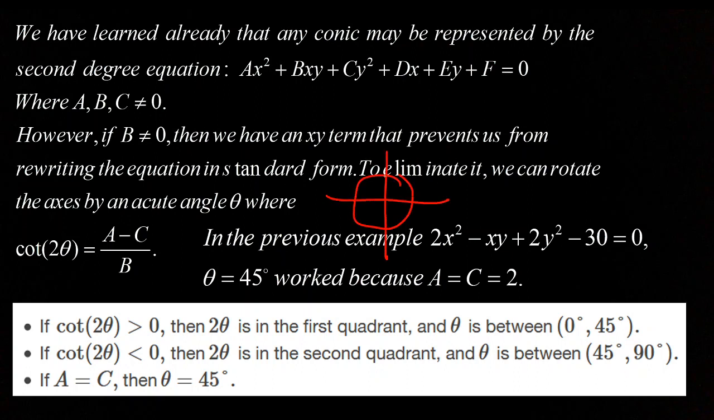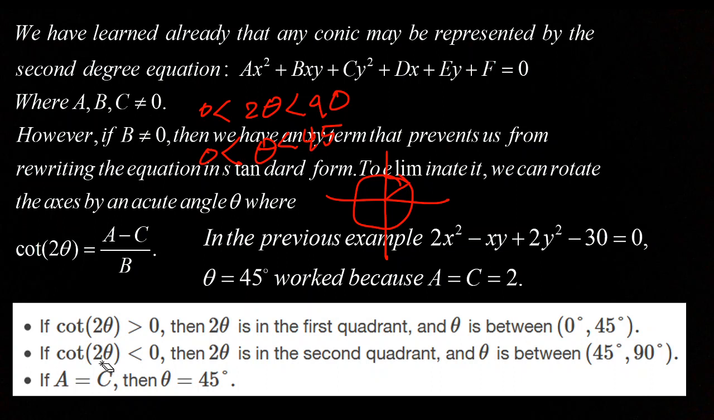So if cotangent of 2 theta is positive, well, remember in trigonometry, if cotangent of an angle is positive, then the angle is in the first quadrant, in one complete period, which is pi. So 2 theta would be in the first quadrant, between 0 and 90. Then theta has to be between 0 and 45, right?